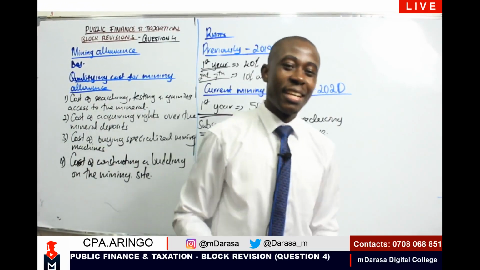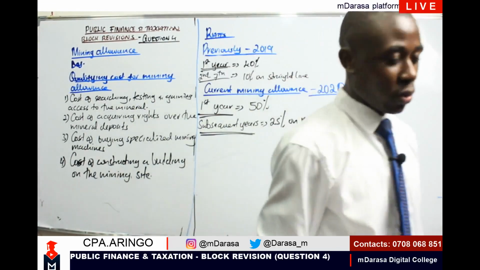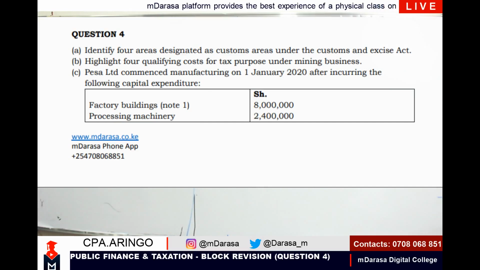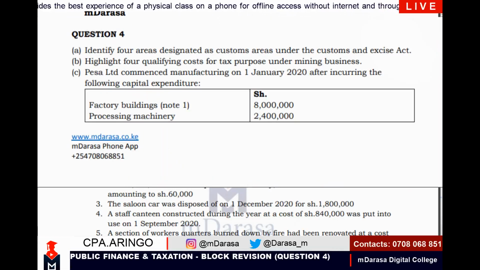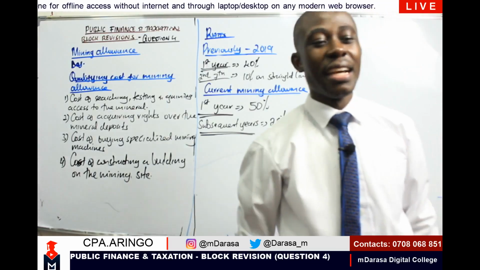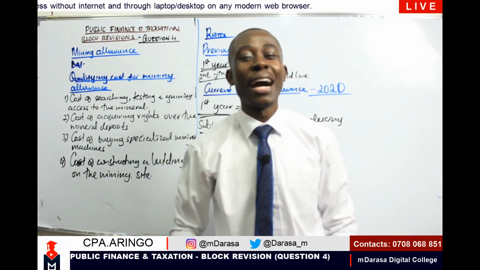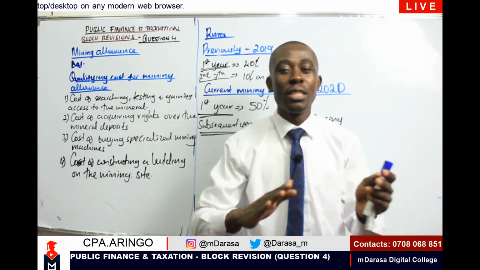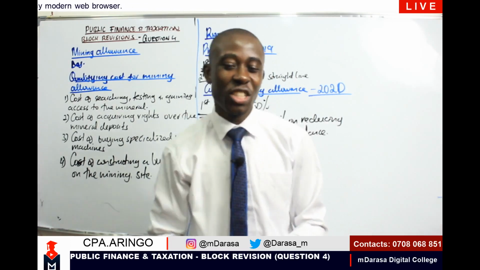So to this point, I want us to meet in the next session, whereby we are going to handle the part of the question that has remained in question number four. We are told PESA Limited commenced manufacturing on 1st January 2020 after incurring the following capital expenditure. The question continues here. In the next session we are going to look at capital allowance fully, from ID, IBD, WTA, to the point of preparing our WTA schedule.